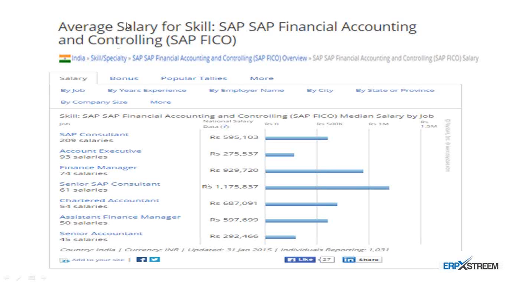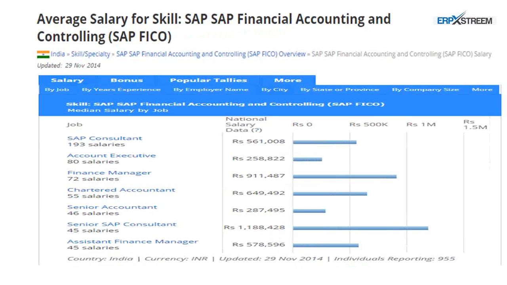That was for November, and this is the salary for January. In January, SAP FI consultants are getting 11,75,000 per month. Remember, I am discussing salary per month. Even chartered accountants are not getting this huge salary. This is the power of an FI consultant, that is, a senior consultant. So this is the salary for November, January, and December.